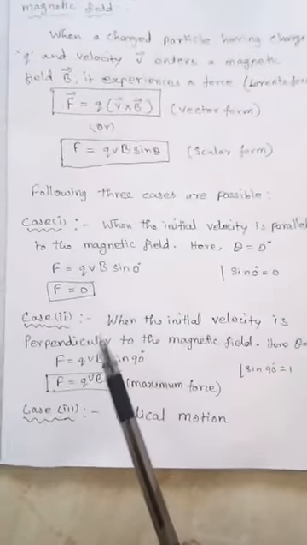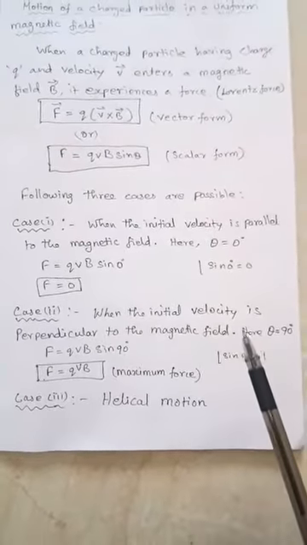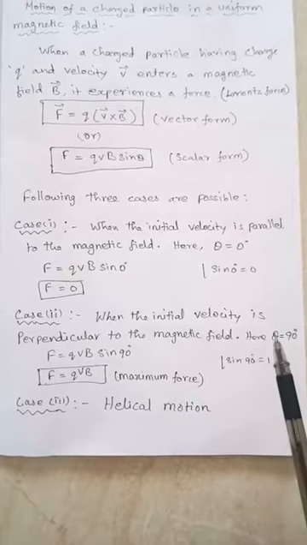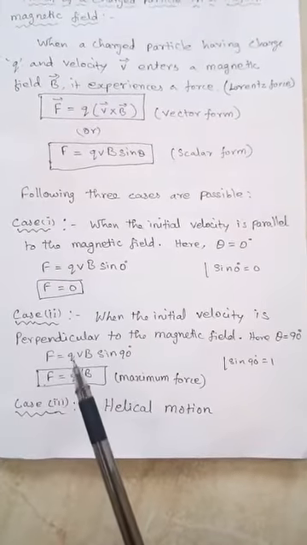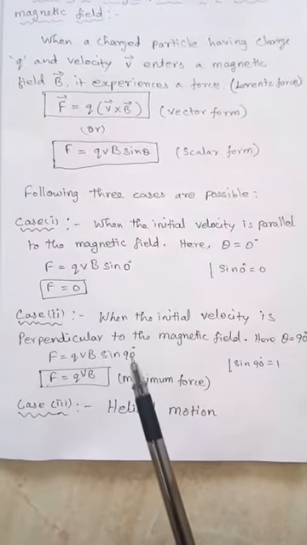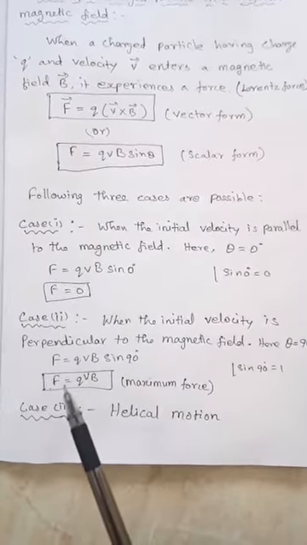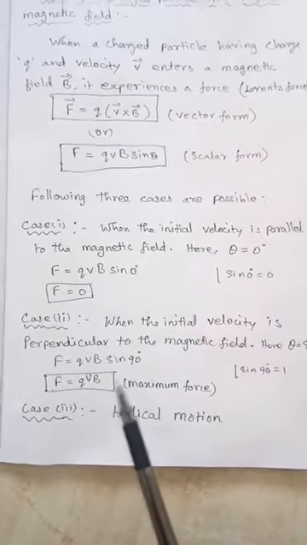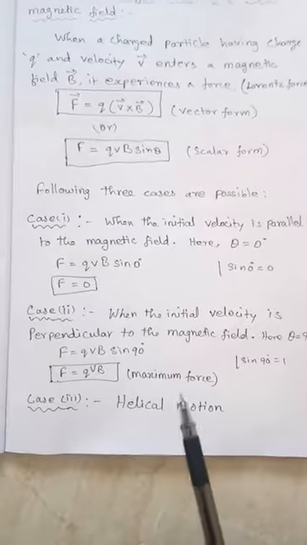Case 2, when the initial velocity is perpendicular to the magnetic field. Perpendicular means theta is equal to 90 degrees. So F is equal to qvB sin 90 degrees. Sin 90 degrees is nothing but 1, so it will become F equals qvB. It's the maximum force. Third case, it's a helical motion.